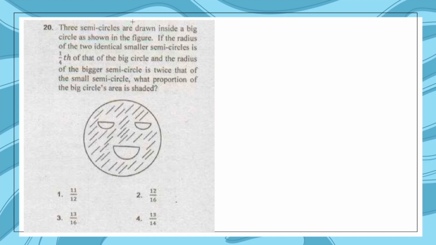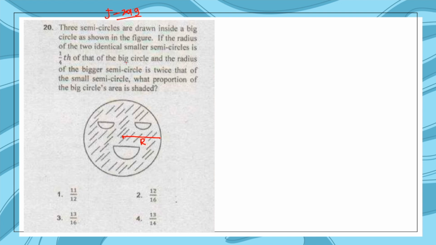Alright, so this again is a nice question asked in the CSIR June 2019 exam. It says 3 semicircles are drawn inside a big circle. You can see them as shown in the figure. If the radius of the two identical smaller semicircles, means they are talking about these, is 1/4 of that of the big circle, then let's assume that the big circle has a radius of, let's say, capital R.